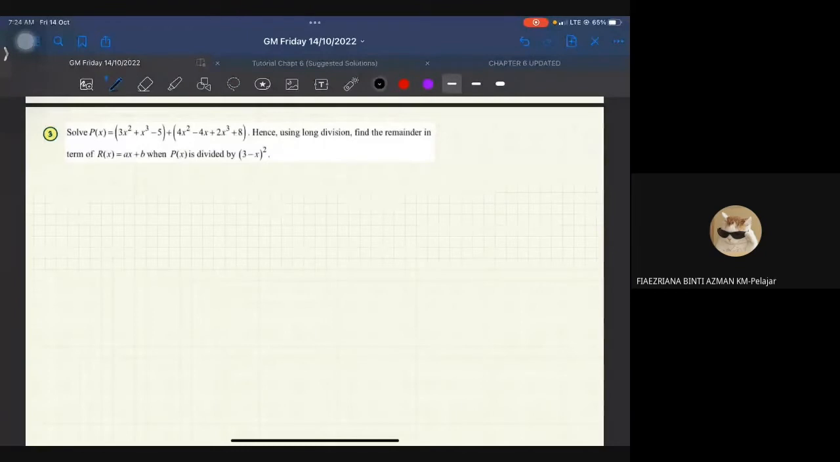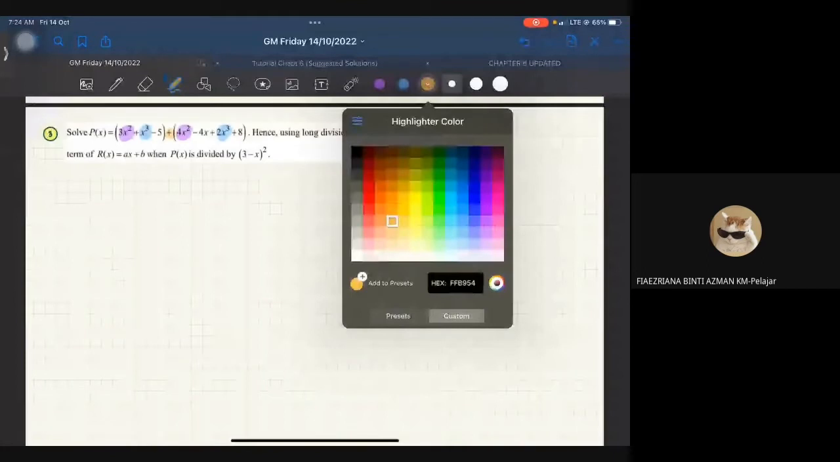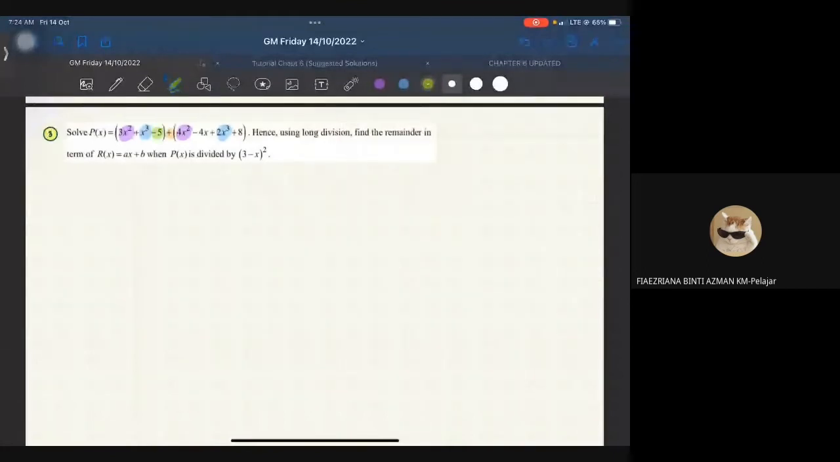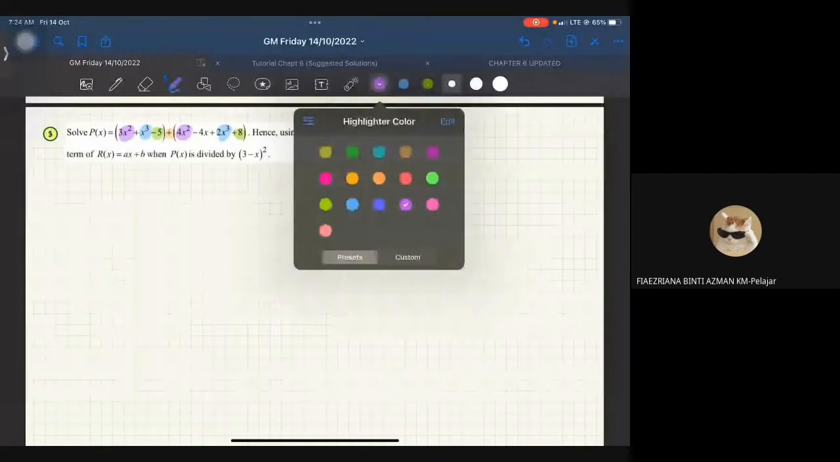Okay, so kita baca soalan. Dia kata solve px, 3x square plus dan seterusnya. Okay, so dekat sini dia adalah proses tambah. So you just need to add these two polynomials together lah. So kalau untuk addition, kita akan tengok like term dia. Maksudnya this one x square. So dia mestilah tambah dengan x square. Okay, kalau yang x cube, mestilah kita tambahkan dia dengan x cube. Okay, and then what else do we have? So if we have without x, so mestilah dengan constant.